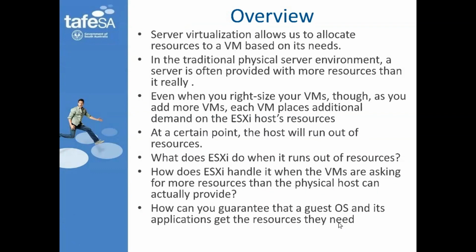What does ESXi do when it runs out of resources? That's the question. We're not talking about the perfect world where there's plenty of resources to go around. We really worry about the point when it runs out of resources. We need to understand what happens. By understanding what happens, we can plan for what we can do about it. So how does ESXi handle it when VMs are asking for more resources than the physical host can actually provide? How can you guarantee that a guest operating system and its applications get the resources they need?